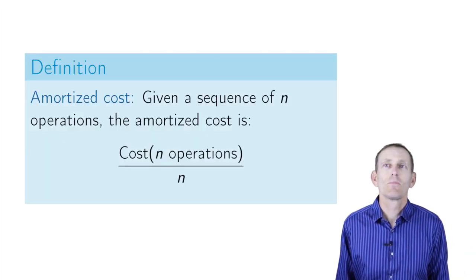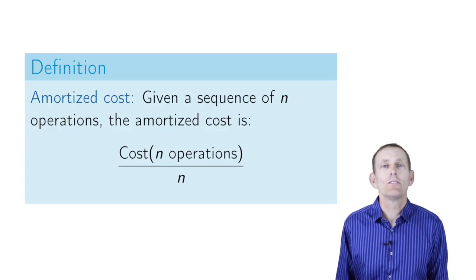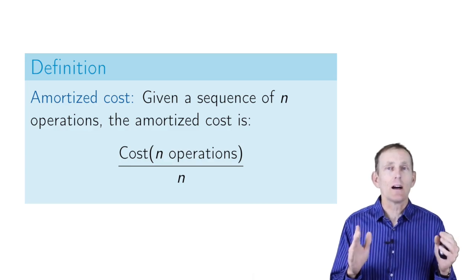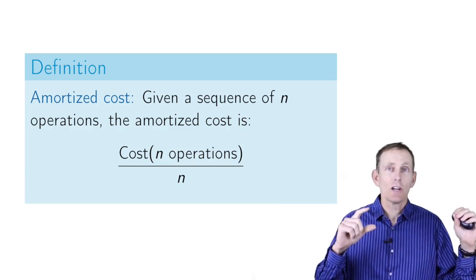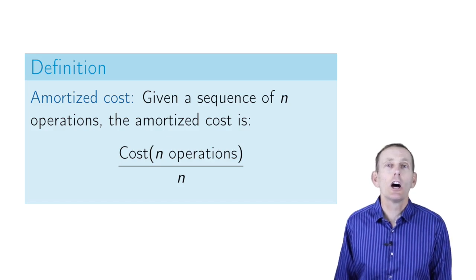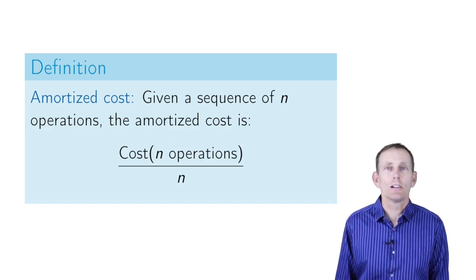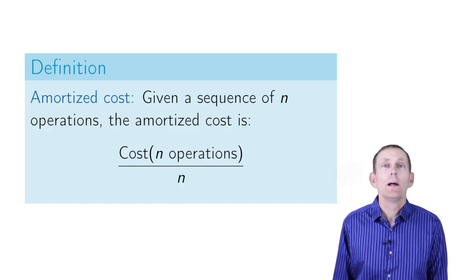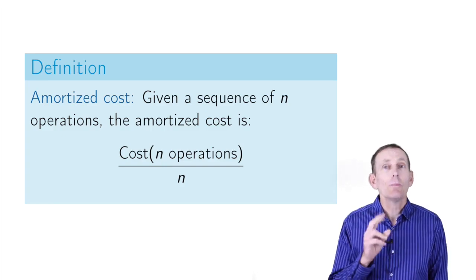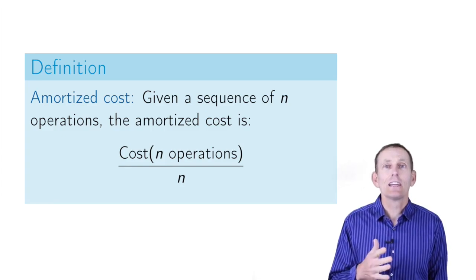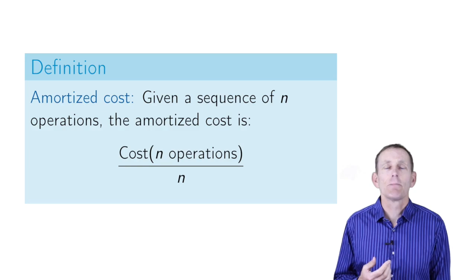All right. So here's the definition of amortized cost. If we have a sequence of n operations, the amortized cost is the cost of those n operations divided by n. This is similar in spirit to, let's say you buy a car for, I don't know, $6,000, and you figure it's going to last you 5 years. Now, you have two possibilities. One, you pay the $6,000, and then 5 years later, you have to pony up another $6,000.